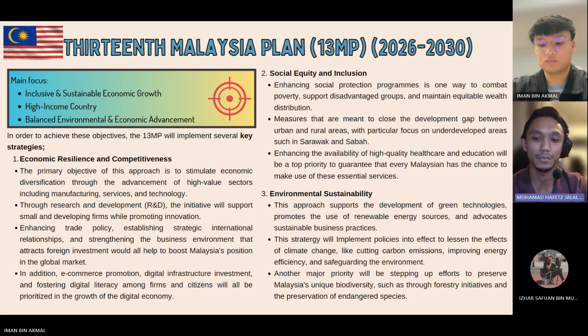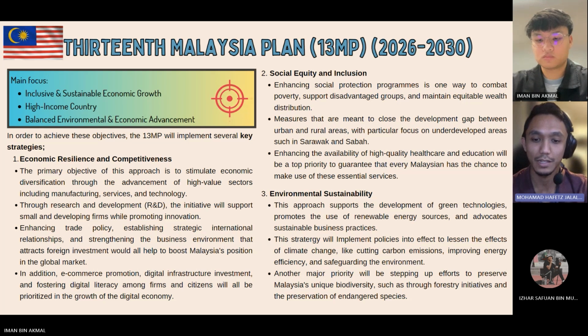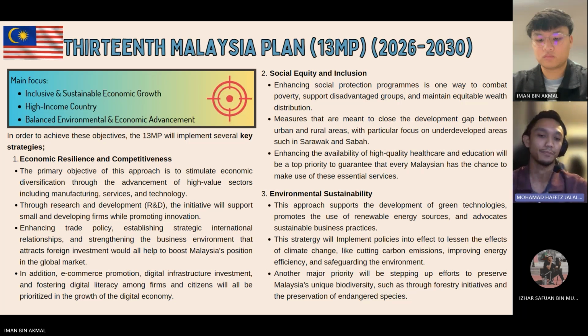This strategy will implement policies into effect to lessen the effects of climate change, such as cutting carbon emissions, improving energy efficiency, and also safeguarding the environment. This is another major priority that will be stepping up efforts to preserve Malaysia's unique biodiversity, such as through forestry initiatives and preservation of endangered species.